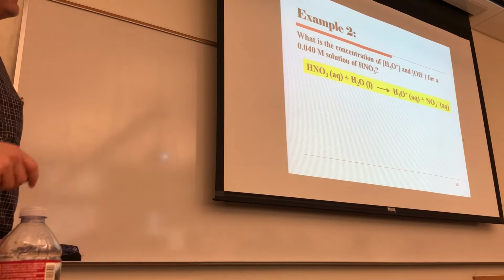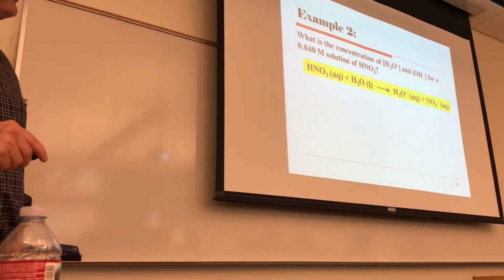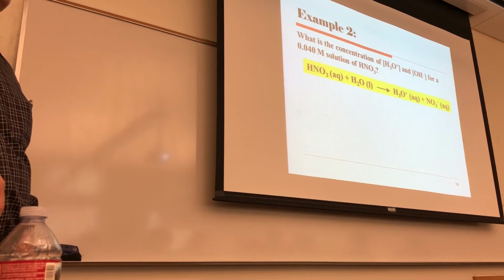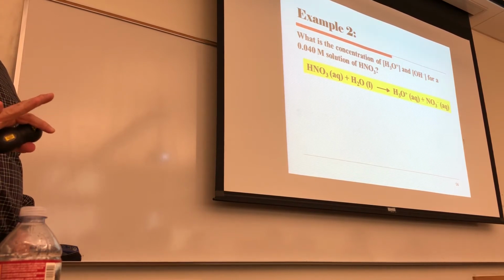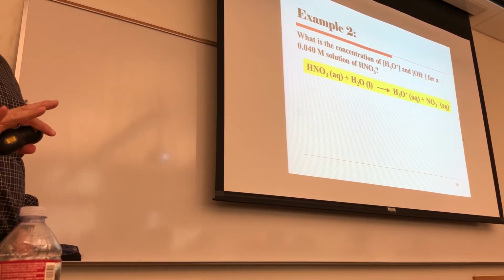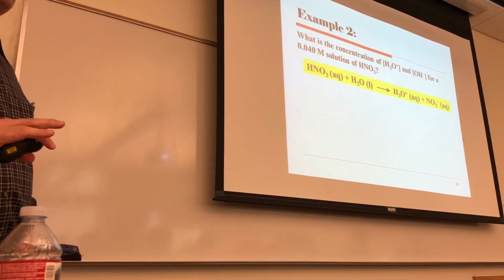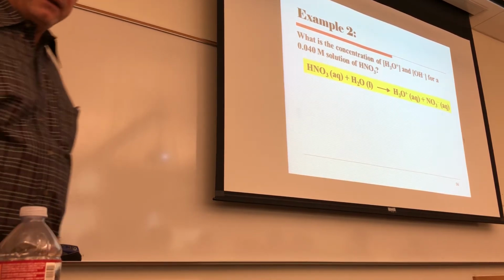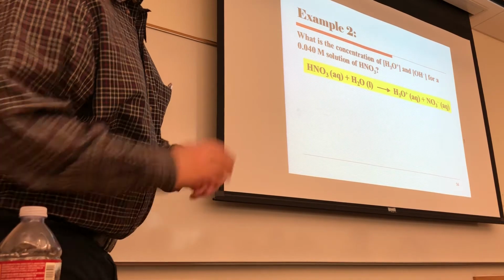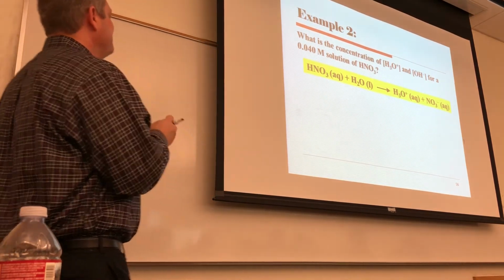Of course, I could take out the H2O here and the H2O there, and I could just say HNO3 with an arrow, H plus, NO3 minus. Either are appropriate. Okay, does everybody get that? Should I write that out? Yeah, let me write that out.